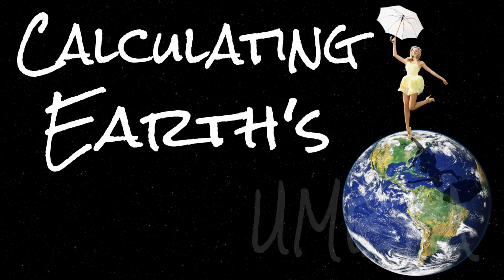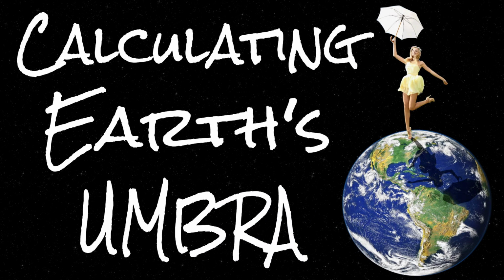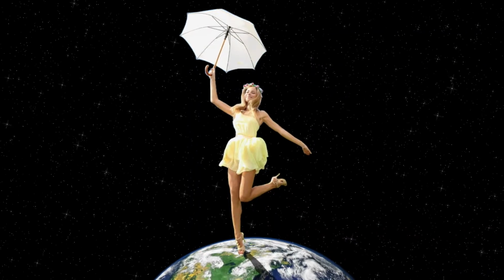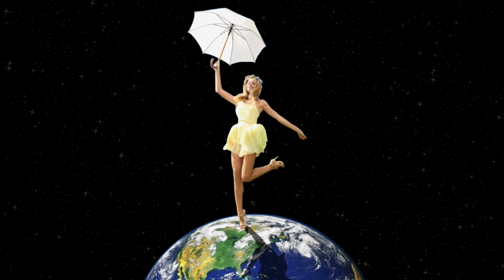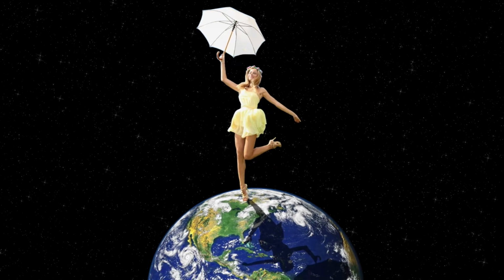Today I'm going to discuss how to calculate Earth's umbra. The word umbra comes from Latin and it means shade or shadow. It's the root of the word umbrella, which gives us shade. An umbrageous tree is one that gives shade.